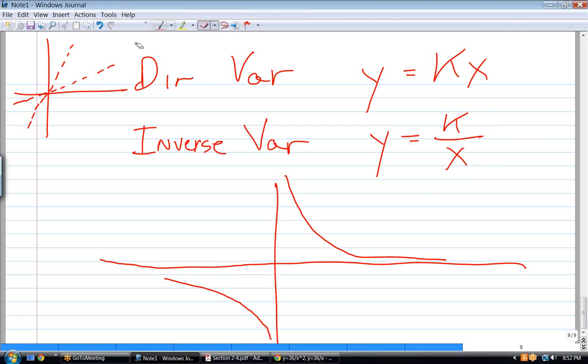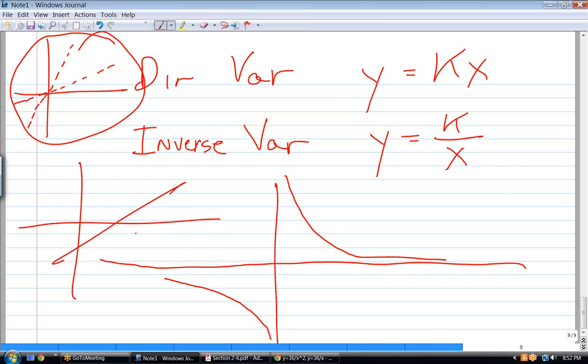Yeah, in other words, if they were to show you graphs and ask, is that direct variation, it would depend. If it's a straight line and it goes to the origin, yes. If it's like this, that is not direct variation because it doesn't go through the origin. It's a straight line, but it doesn't go through the origin. So for direct variation, it's got to be linear, meaning a straight line, and go through the origin.